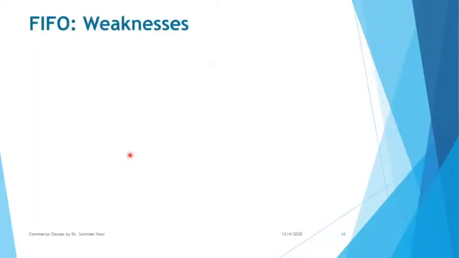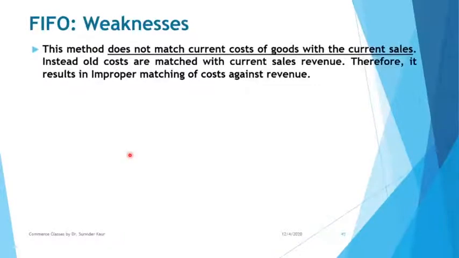Now coming to the weaknesses of the system, it doesn't match the current cost of the goods with the current sales. If your prices are fluctuating a lot, in that case your profit will not be correct, because there is not a proper matching of cost and revenue. It's improper matching. Why do we say this? Because you are measuring cost of goods sold at old cost, isn't it? But this has to be there. One of the two things, closing stock and cost of goods sold, one of the two will have to be at the old cost, another has to be at the current cost.